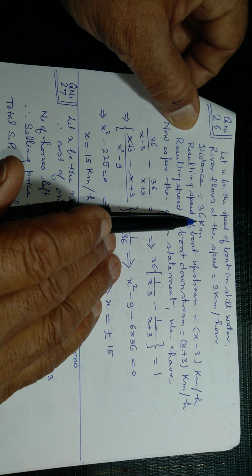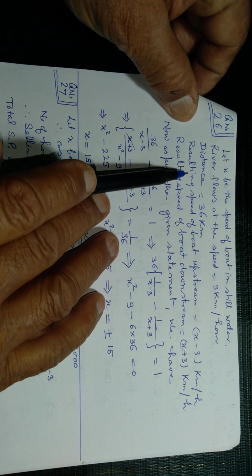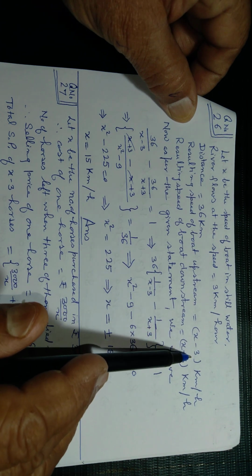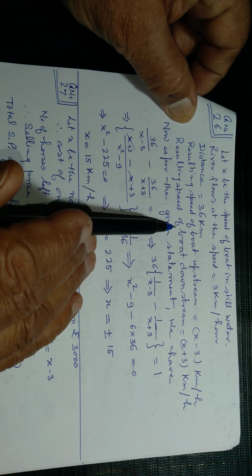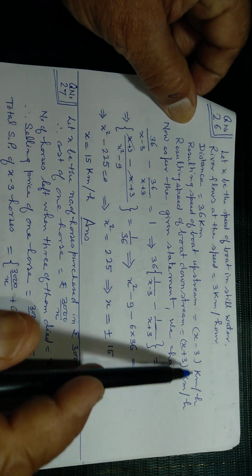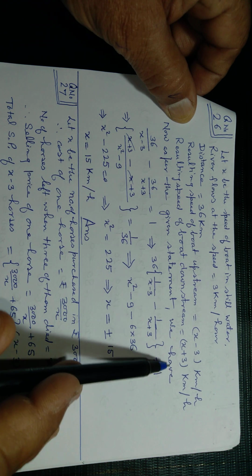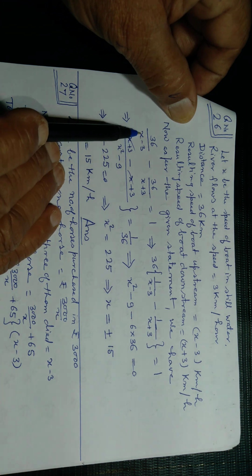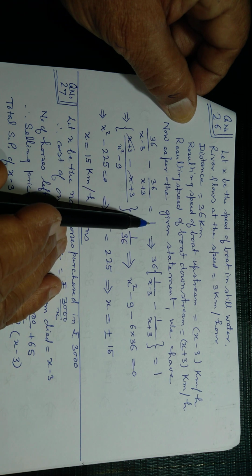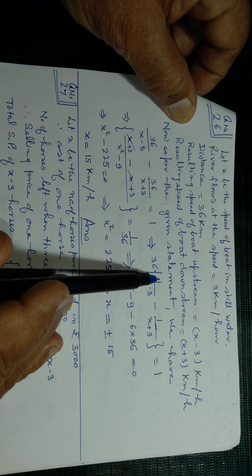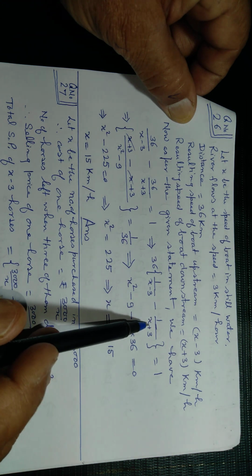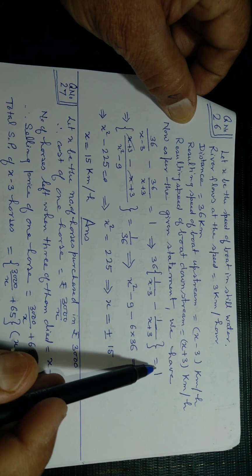Distance is equal to 36 km. Resulting speed of the boat upstream will be x minus 3 km per hour. Resulting speed of the boat downstream will be x plus 3 km per hour. Now as per the given statement we have 36 upon x minus 3 minus 36 upon x plus 3 is equal to 1. Take out 36 common, and inside the bracket we are left with 1 upon x minus 3 minus 1 upon x plus 3, bracket closed, is equal to 1.